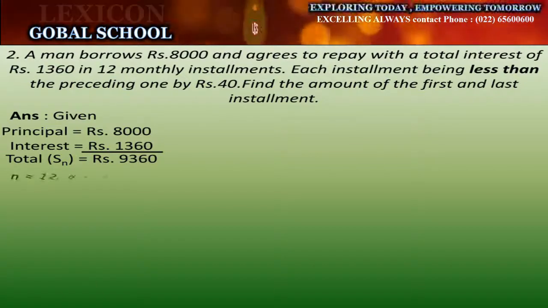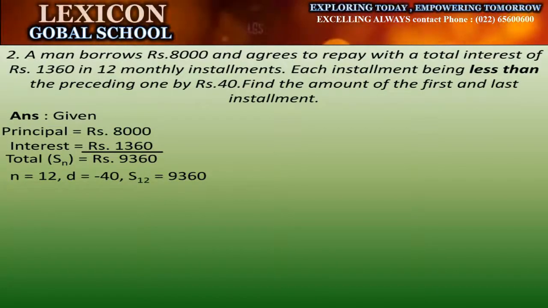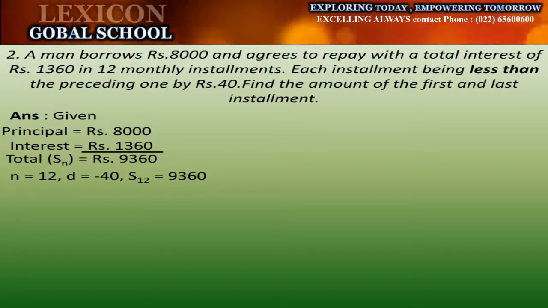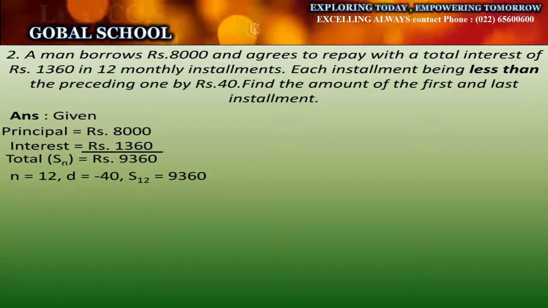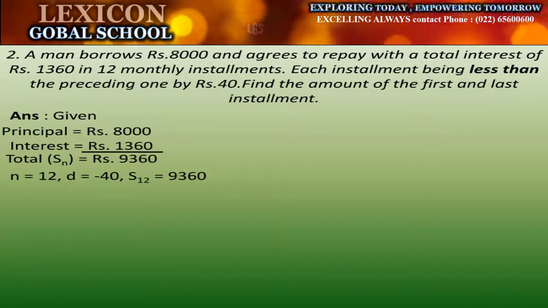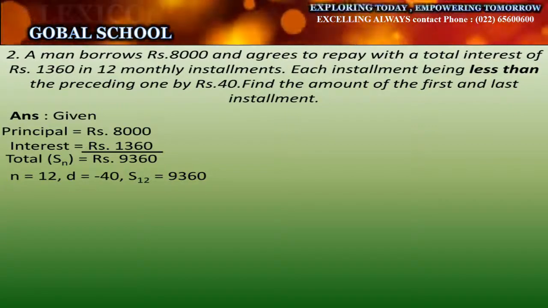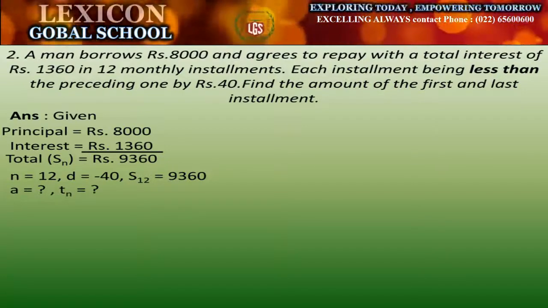From the information given in the question, 12 monthly installments means n is equal to 12. Less than the preceding one by 40. That means he is going to repay in January, February, March, April, May in 12 monthly installments. So each and every month he is going to pay 40 rupees less than the earlier month. That means what is d? d is minus 40. Therefore, what is given to us? S12 is equal to 9,360. We have to find out a and we have to find out Tn.